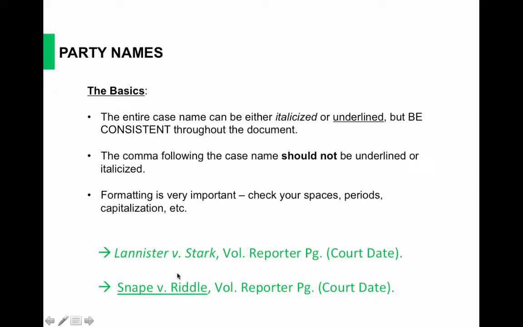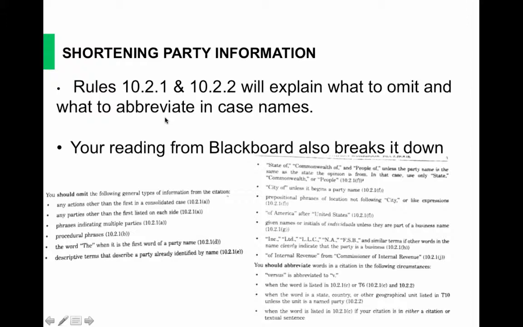It seems pretty basic. It's just that when you have multiple party names, it might get confusing, or when you have to abbreviate things, it might get confusing. But you're just going to stick with the first party's name on both sides and then abbreviate it as the Blue Book provides. You really do need to look at rules 10.21 and 10.22. This is in the white part of your Blue Book. It's also in the PDF posted on Blackboard. Many rules for how to abbreviate and omit and what you need to do for party names.